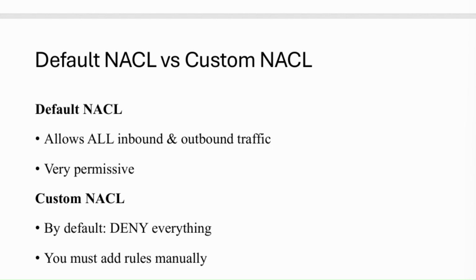The custom NACL is different. This is a NACL that you create yourself. When you create a custom NACL, it starts with no rules. It denies everything. Everything is blocked. Nothing can pass through. Then you must add rules one by one to allow the traffic you want. It is more work, but it is safer because you control what enters and what leaves.